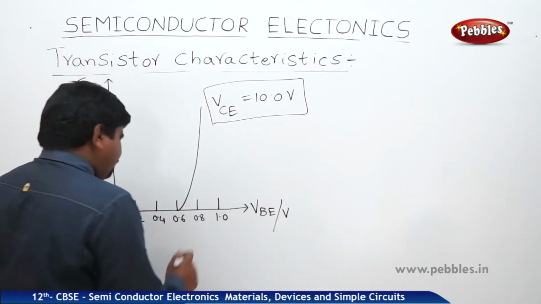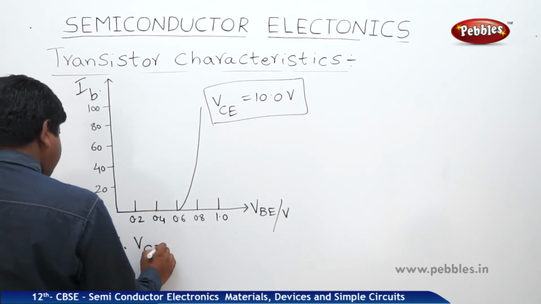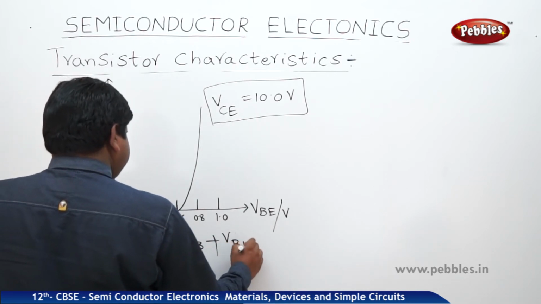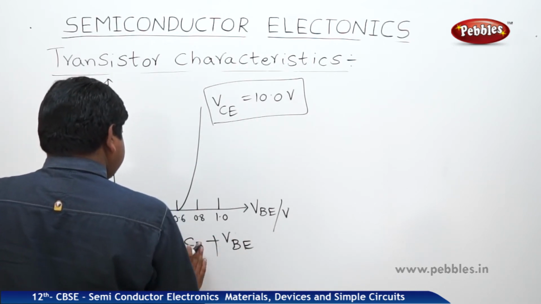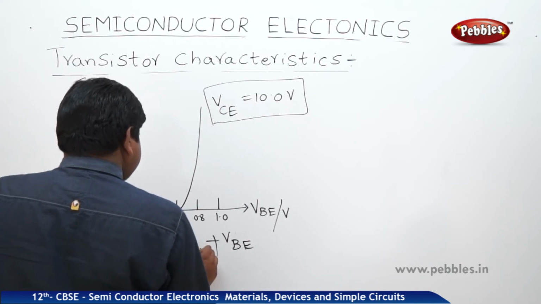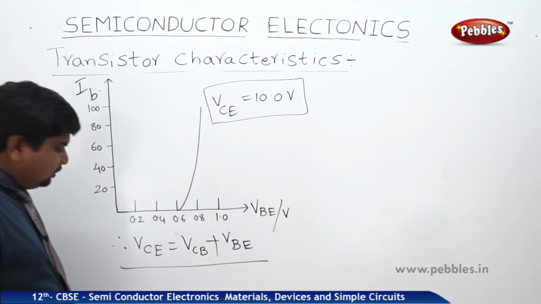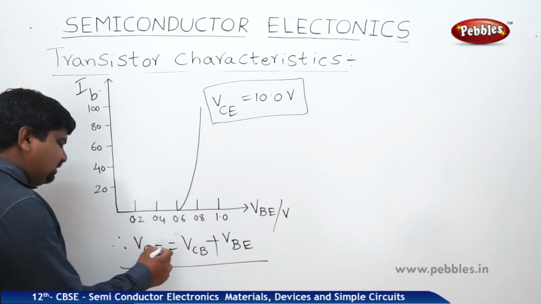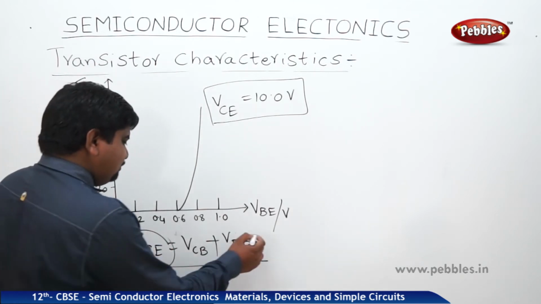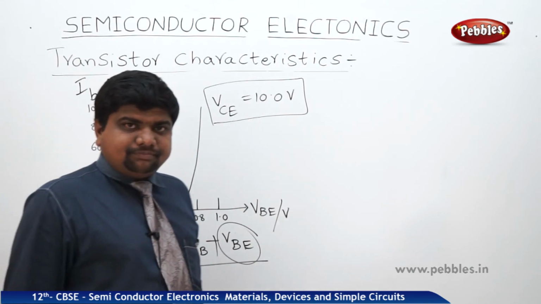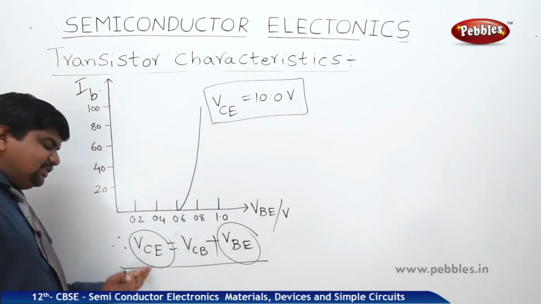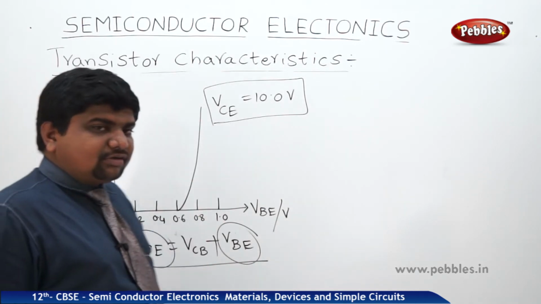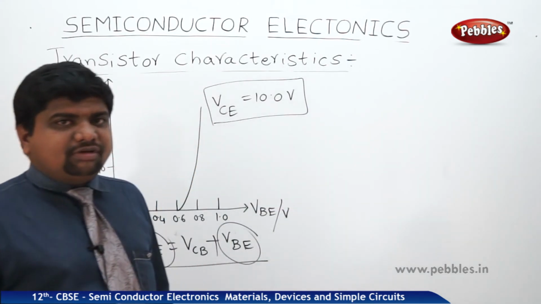So we know the formula, VCE is equal to VCB plus VBE. The common emitter voltage is equal to common base voltage plus base emitter voltage. Suppose if you want to increase this VCE value, it is better to increase the VBE. If VBE is decreasing, this VCE also decreases, because this common base configuration has a large ratio. The ratio will be 49 or more.